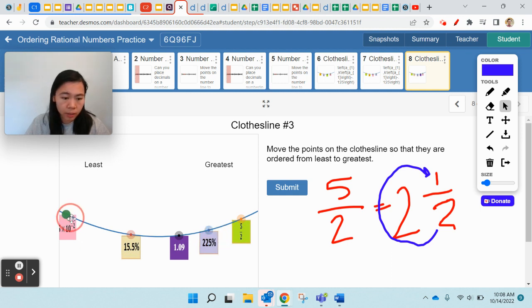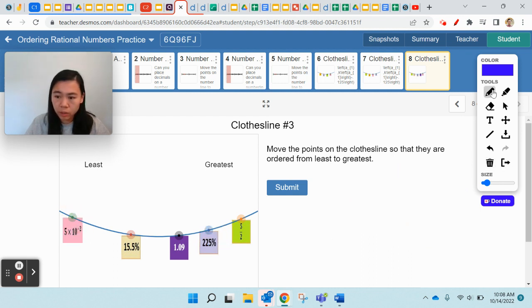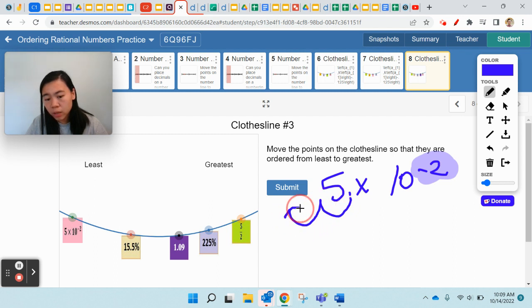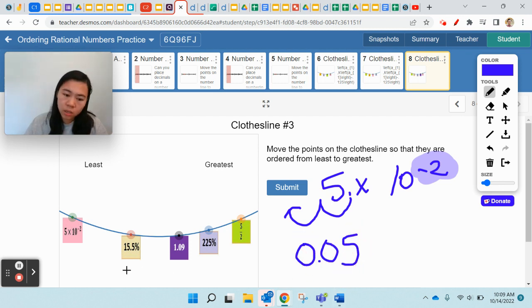Okay. All right, now this last one, we have a number in scientific notation. 5 times 10 to the negative second. This negative 2 exponent tells me that it's going to be a pretty small number. We're moving the decimal 2 jumps to the left. For our whole number 5, this is where our decimal is. We have to move it 2 times. 1, 2, and then we can fill in this gap with a 0. So 0.05, which is smaller than 15.5%.